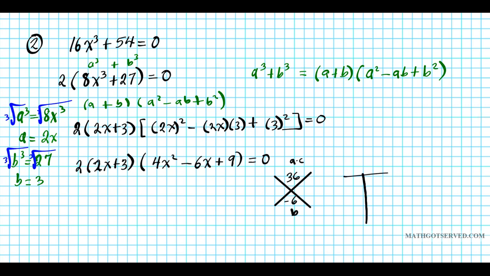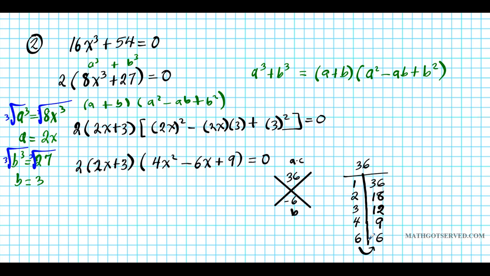Let's make a chart and see if we can figure it out. 1 times 36 is 36. That doesn't work. What's the next number that goes into 36? 2 goes into 36 18 times. This gives us 20 or 16, nowhere near 6. 3 goes into 36 12 times. This gives us 15 or 9. That's not 6. Let's go on to 4. 4 times 9 is 36. This gives us 13 or 5. That doesn't work. 6 times 6 gives us 36.